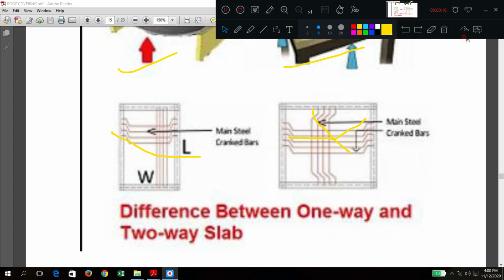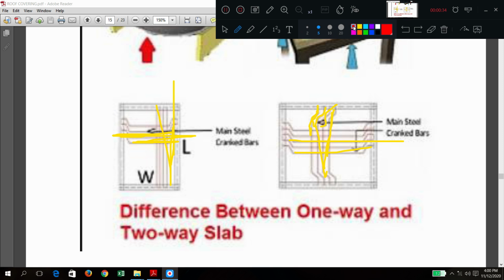So again steel is placed like this. This is main steel, distribution steel. Here both sides main steel. So why is this bending shown here? This is called cranking of the bar.